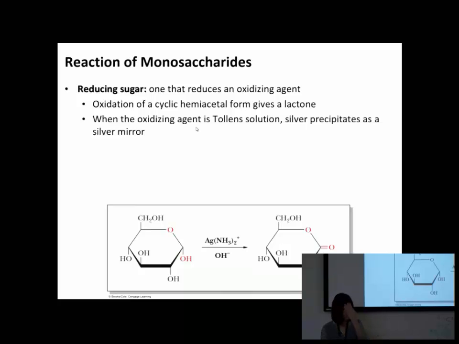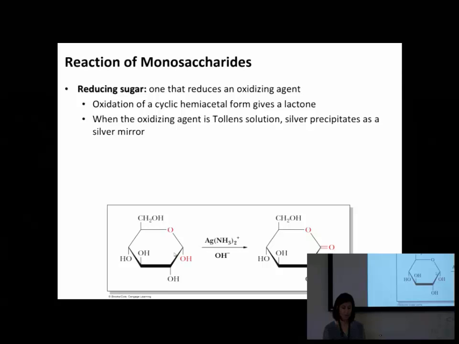Reactions. If that anomeric carbon is free, what do I mean by free? See that OH, this one, what form is this? Is this alpha or beta? Alpha, okay, so we have an alpha D-glucose here.